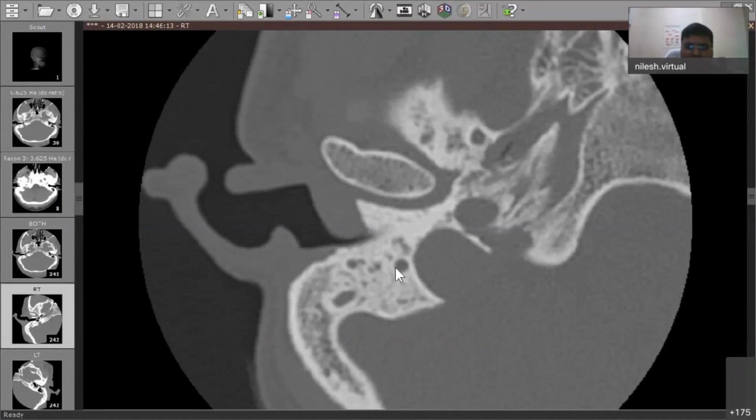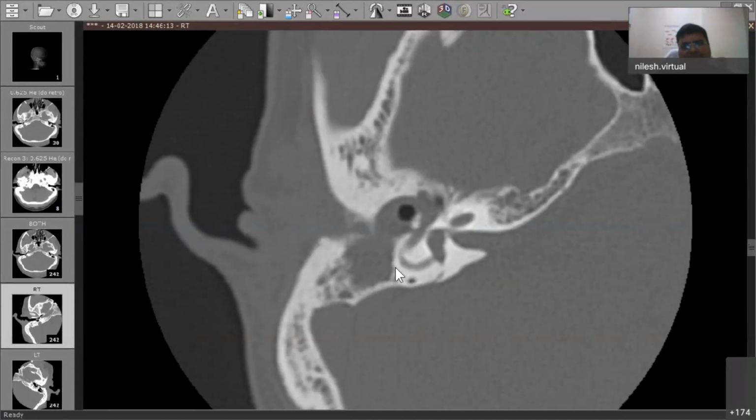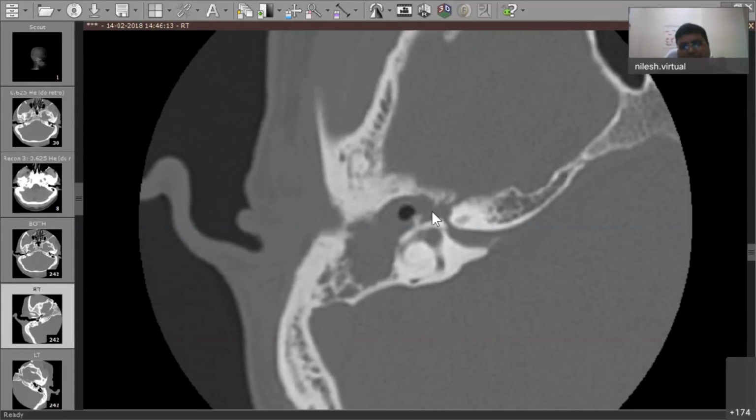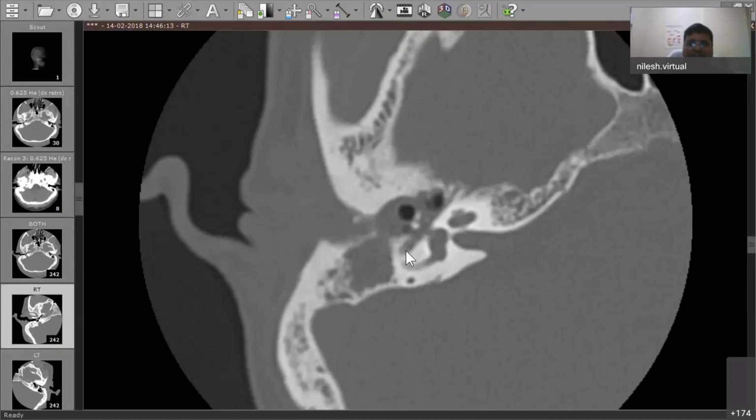So this is the vital structure which is exposed. That is the horizontal segment of the facial nerve, first genu of the facial nerve, GSPN. Labyrinthine segment is intact. Another vital structure exposed is the lateral semicircular canal.